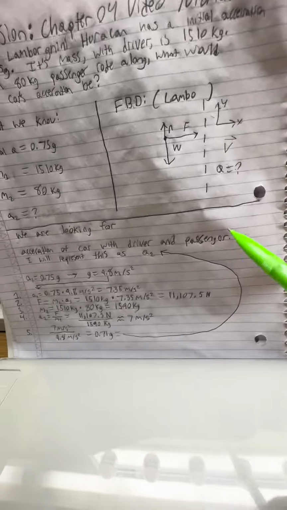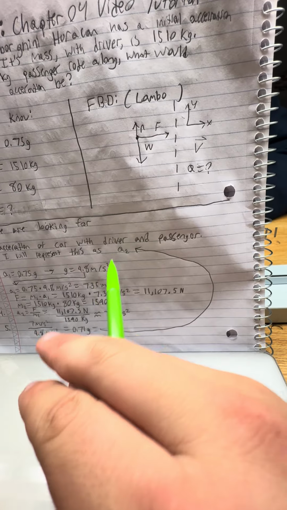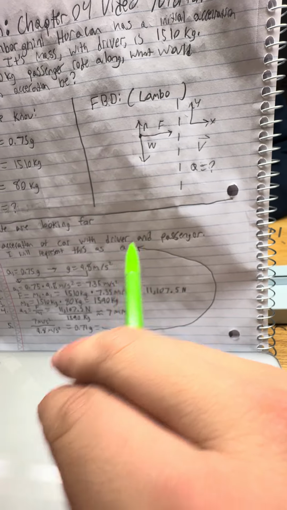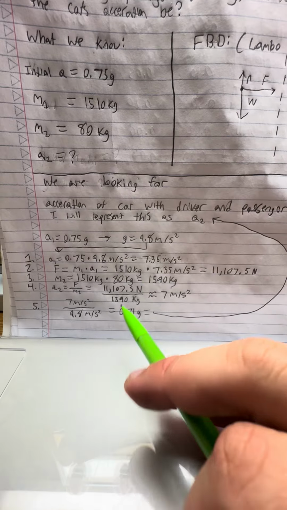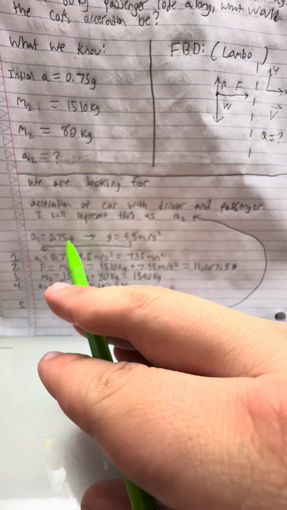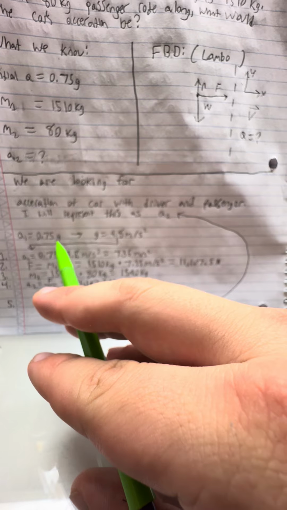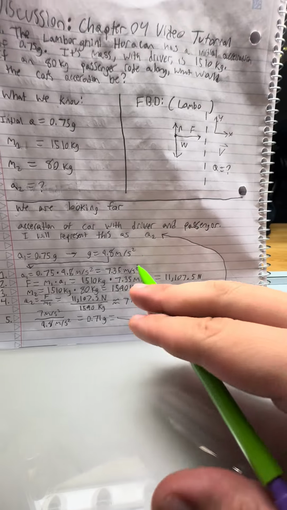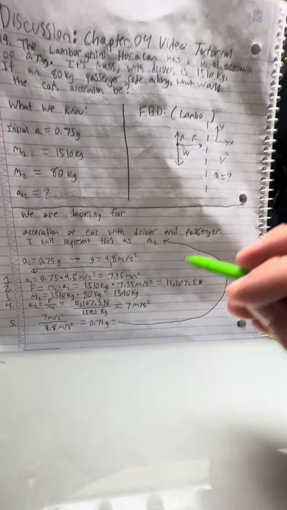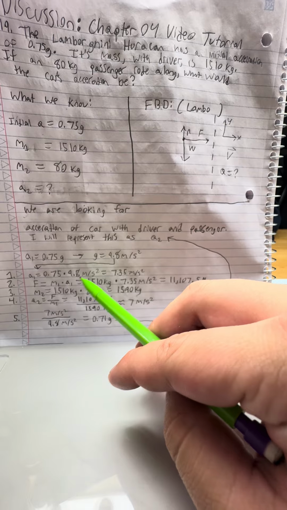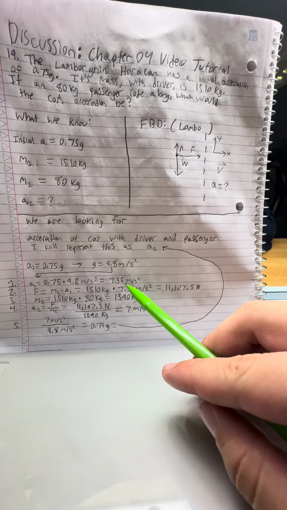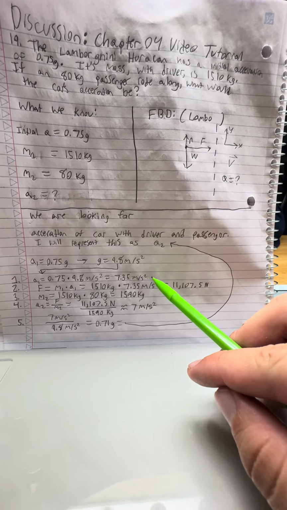So to start off, we're looking for the acceleration of the car with the passenger, and I'll represent this as A2, or acceleration 2. We start off here with acceleration 1 equals 0.75 times g, which is the gravity constant of 9.8 meters per second squared. So acceleration 1 is equal to 0.75 times 9.8 meters per second squared, which gives us 7.35 meters per second squared.